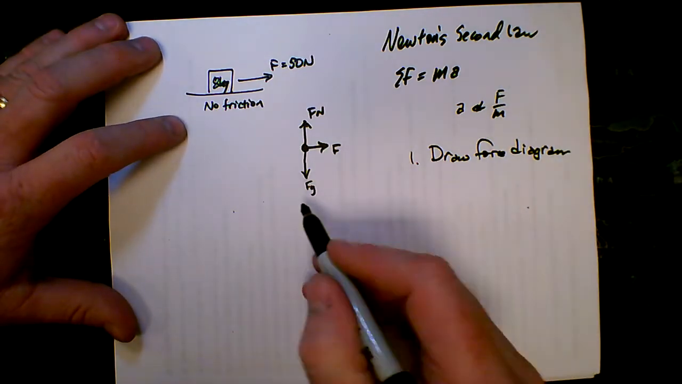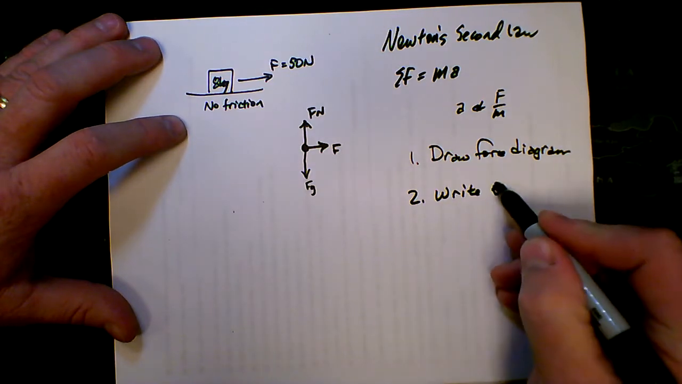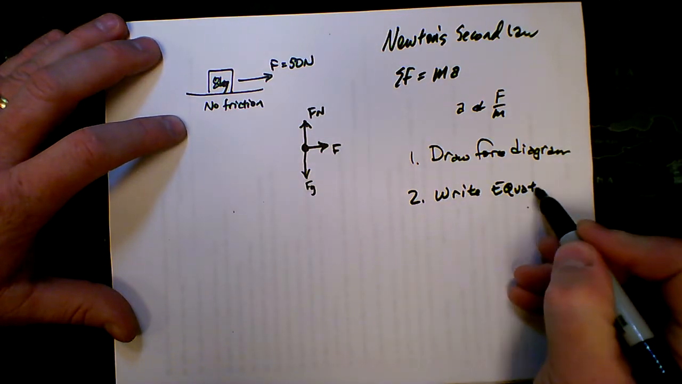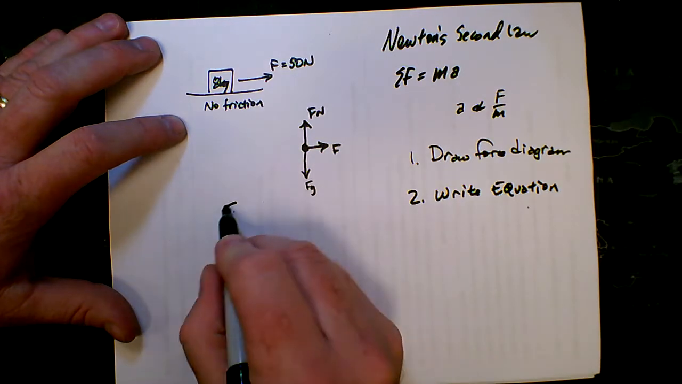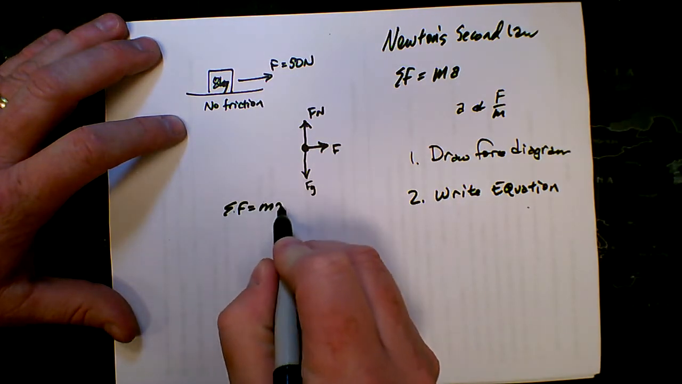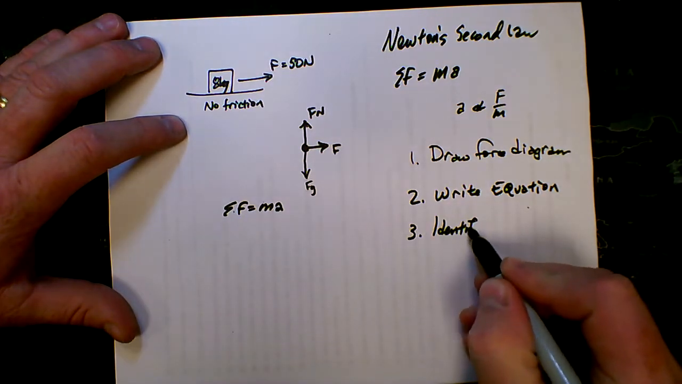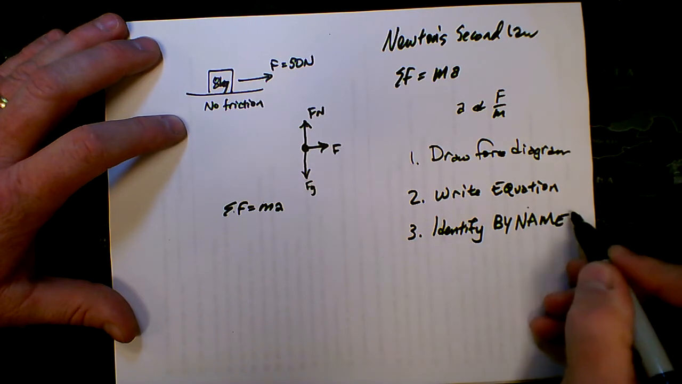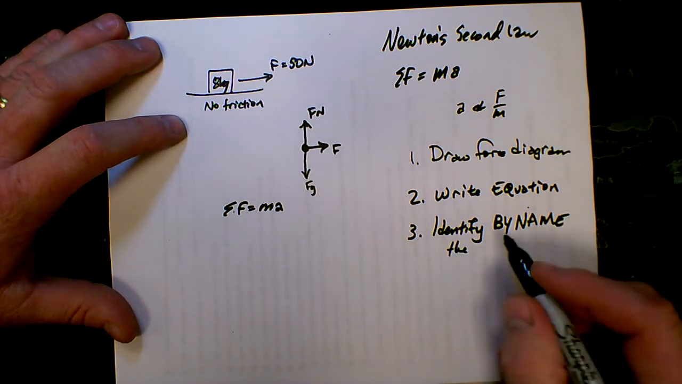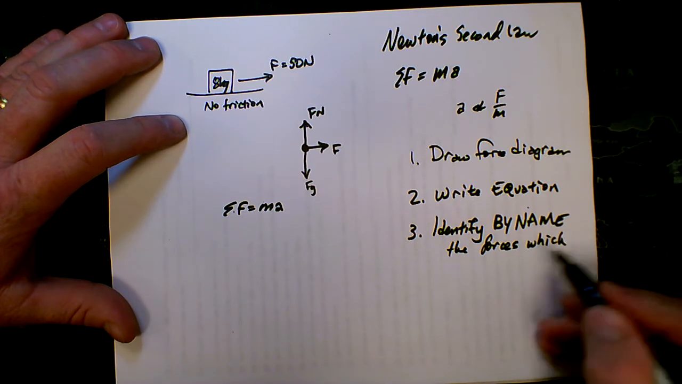Step number two is to write our equation. And the equation we're using for second law is net force equals mass times acceleration. Step three is to identify by name, can't stress the importance of this step, the forces which make up the net force.